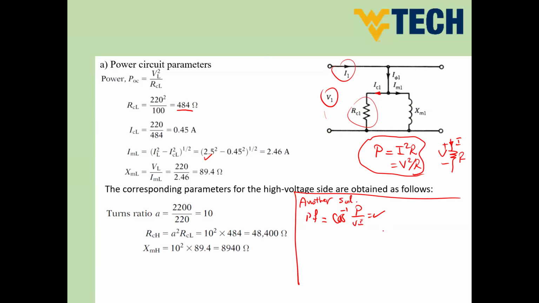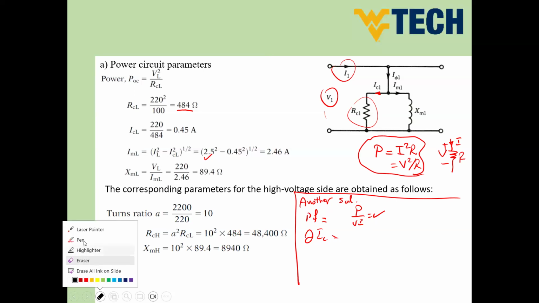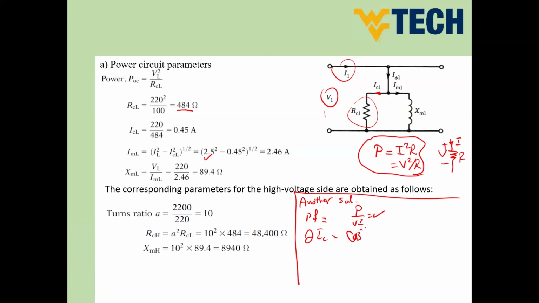After getting this power factor, you would have the angle of this current. So theta IL equals cosine inverse of the power factor. The power factor is not the cosine inverse, this is the angle. So power factor equals P divided by VI, then theta I equals cosine inverse of this power factor. So we got now the angle of this current.